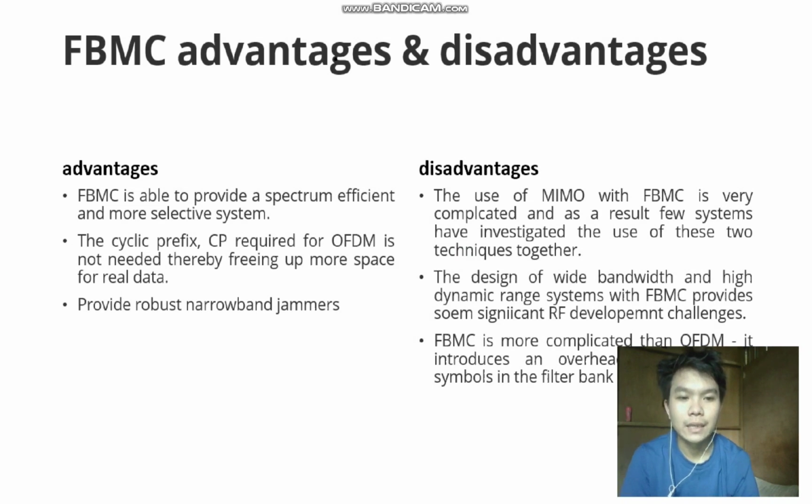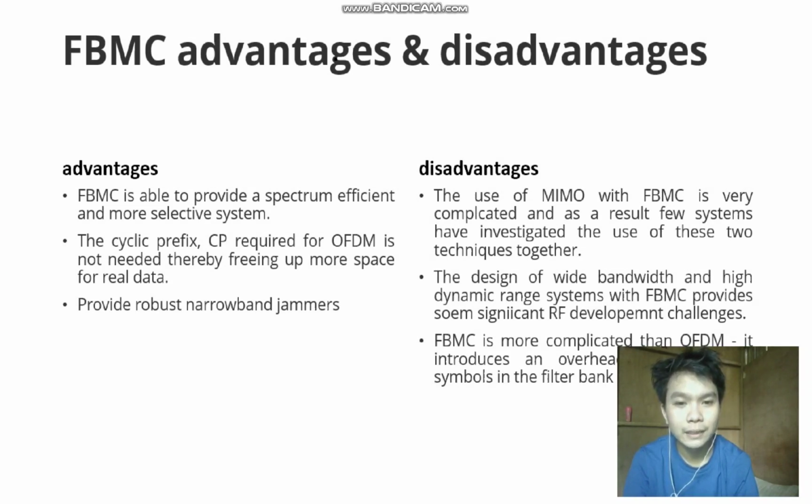Let's see the advantages and disadvantages. Advantages: FBMC is able to provide a spectrum-efficient and more selective system. The cyclic prefix required for OFDM is not needed, thereby freeing up more space for real data. FBMC also provides robustness against narrowband jammers.